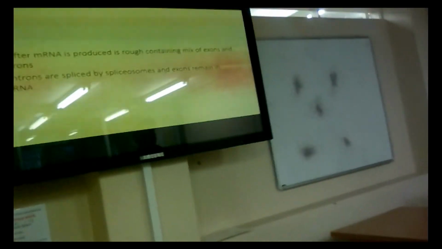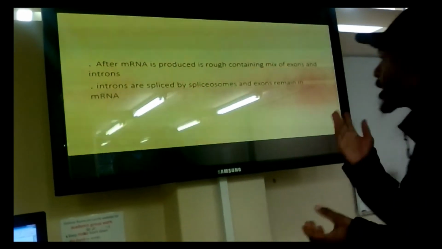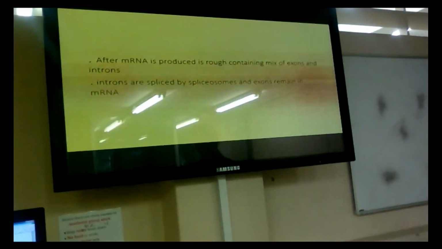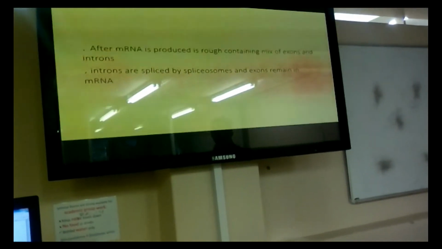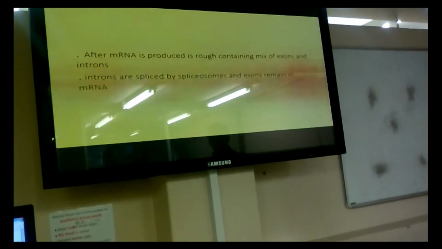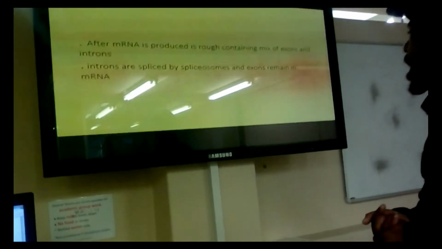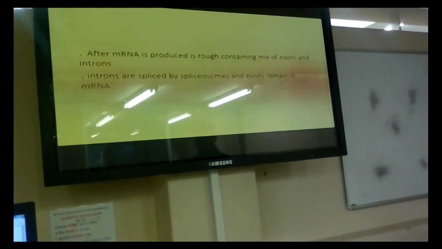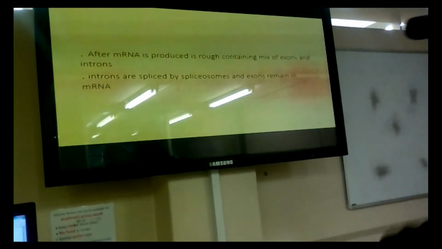After the mRNA is produced, it is a mix of exons and introns. The introns have to be spliced out by the spliceosome, and the exons remain in the RNA, because exons code for protein and introns do not, so they have to go away. Then we have our messenger RNA with exons.